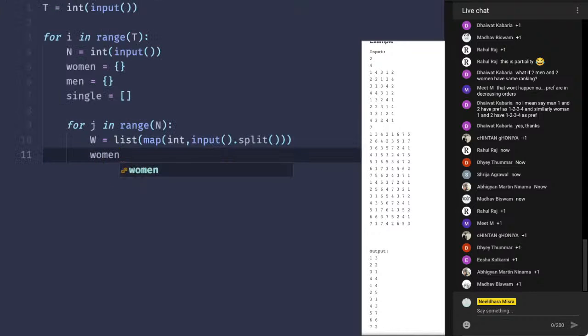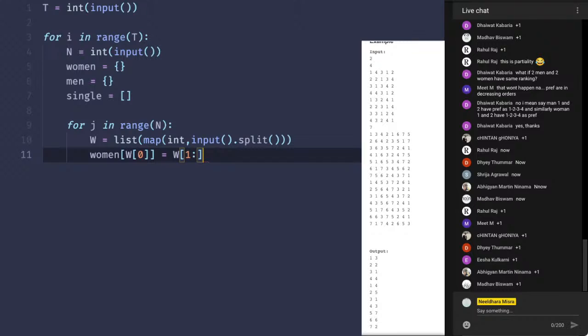So what I want is, in the dictionary for woman, the first thing is the key, and the rest of the list is the value. Okay. So let me just duplicate this and get this for the men as well. Actually, we could have just kept the same variable, but okay. Fine.